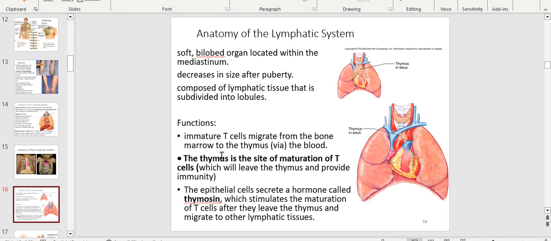Function: immature T cells migrate from the bone marrow to the thymus via the blood, which is the site of maturation of the T cells, which will eventually leave the thymus and provide immunity. The epithelial cells secrete a hormone called thymosin, which stimulates the maturation of T cells after they leave the thymus and migrate to other lymphatic tissues. Those lymph nodes in particular.